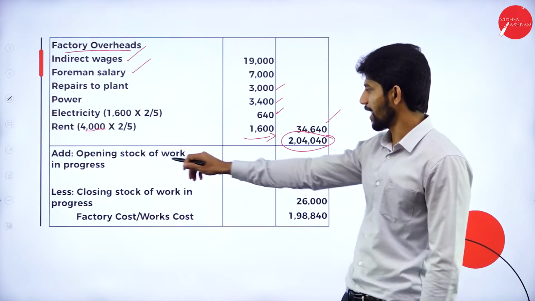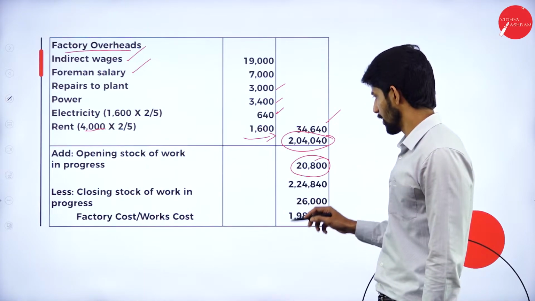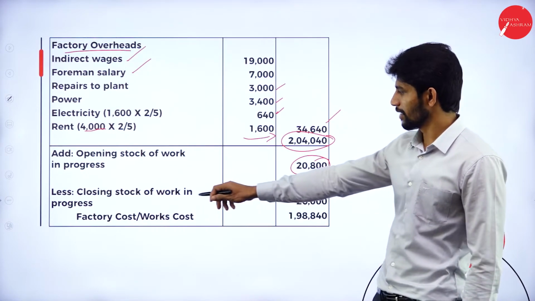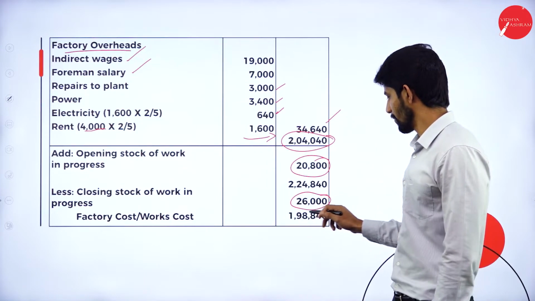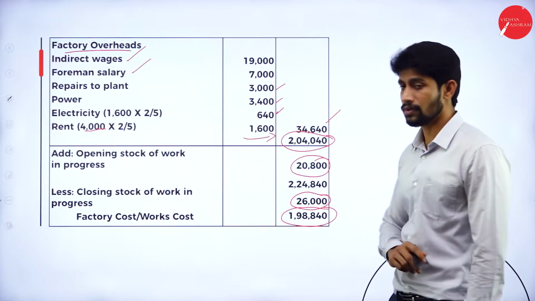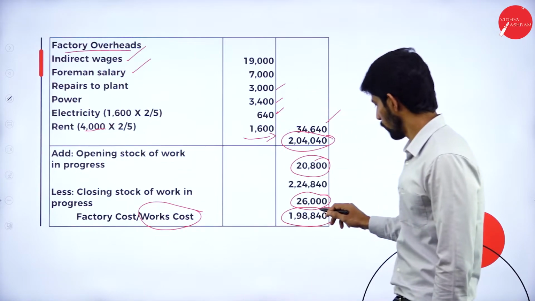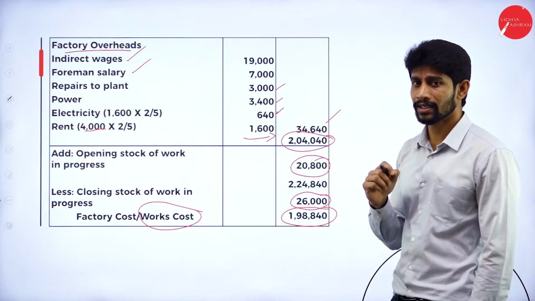So for this, add opening stock of work in progress of 20,800, you will get 2,24,840. Next, less closing stock of work in progress of 26,000. You will get the balance of 1,98,840. This is called work cost.